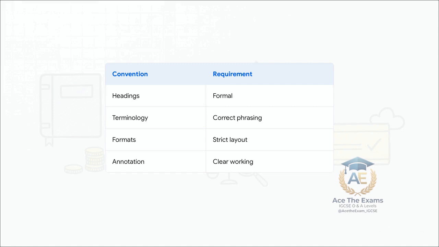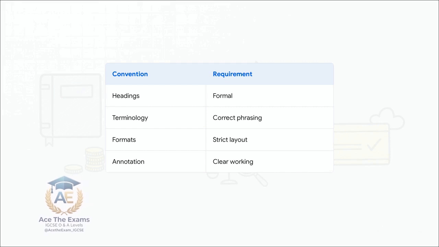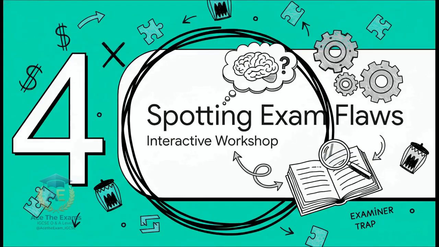For headings, a simple "bank rec" won't cut it. You need "bank reconciliation statement as at" a specific date. These are literally what we call free marks, yet thousands of students throw them away every single year because they are rushing. Don't be one of them. All right, moving to Section 4, Spotting Common Exam Flaws, an interactive pause and practice workshop.